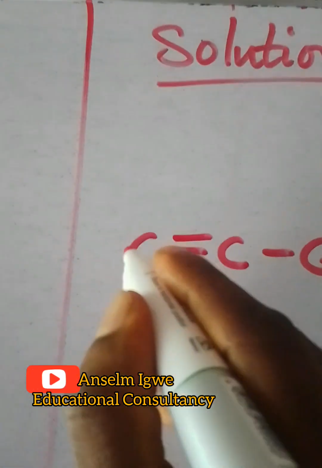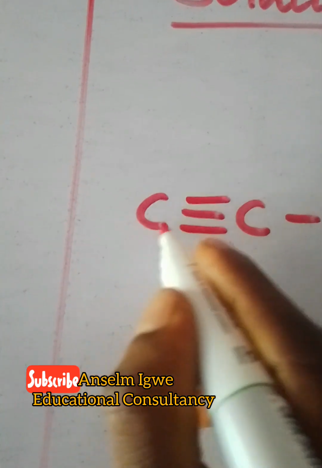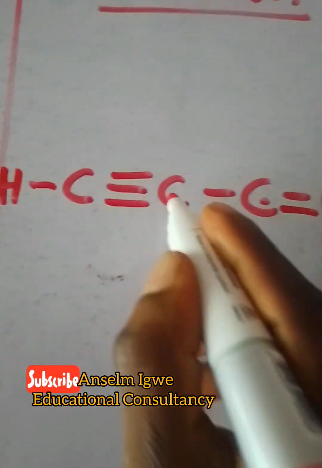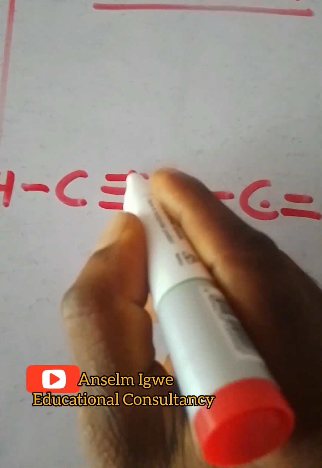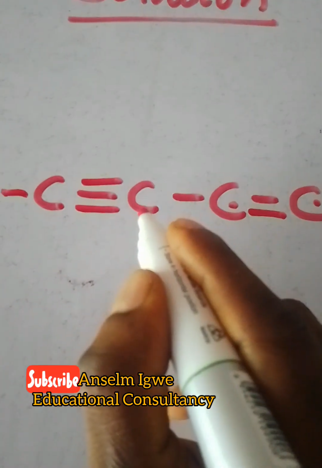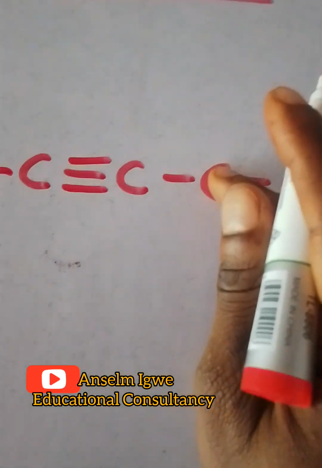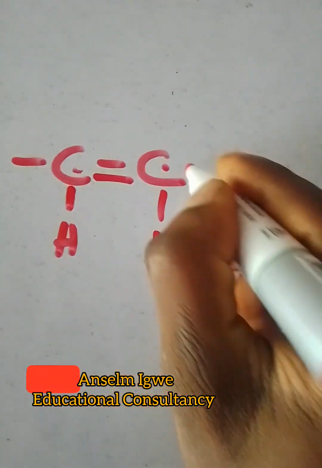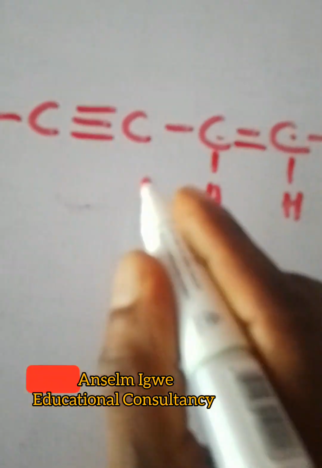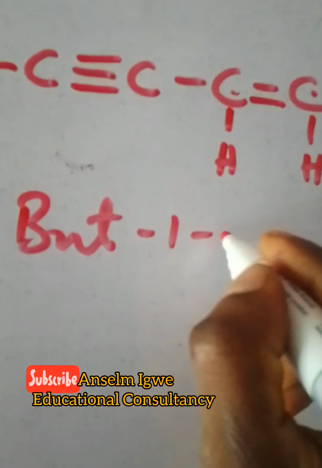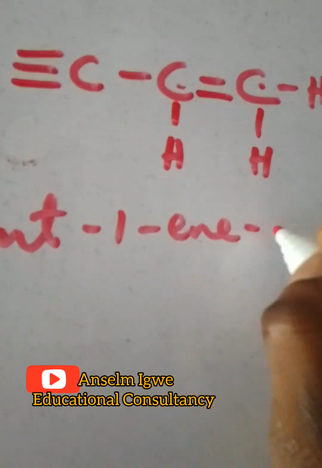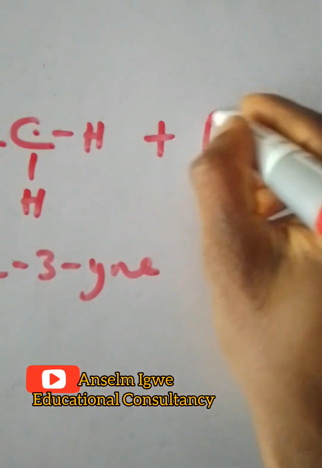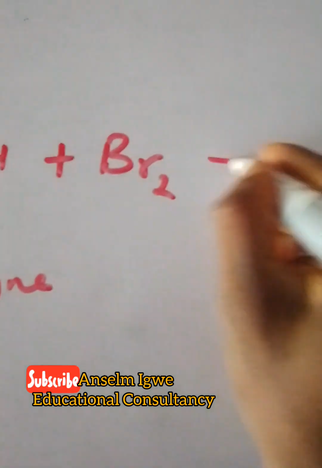So we fill in the hydrogen atoms. This very carbon has 3 bonds already, remaining 1 bond, and we fill hydrogen there. This one is already 4: 1, 2, 3, 4 bonds surrounding it, so there is no need of putting hydrogen there. This one already has 3, so we put 1 hydrogen. This one has 2, so we put 2 hydrogen atoms there. So this is But-1-en-3-yne. Now we react it with a bromine molecule to give what?